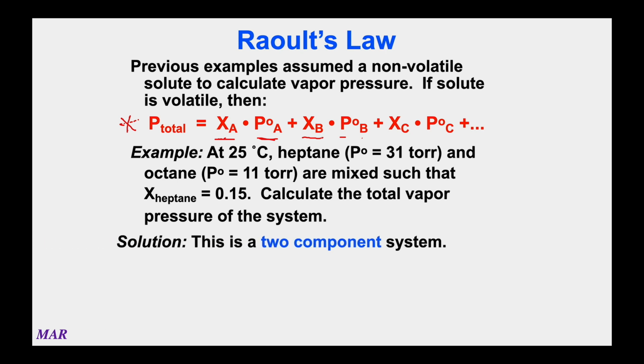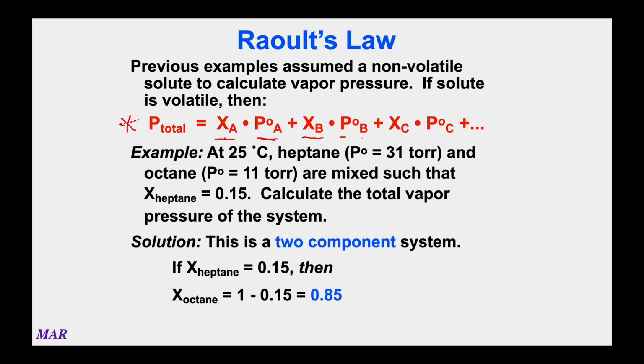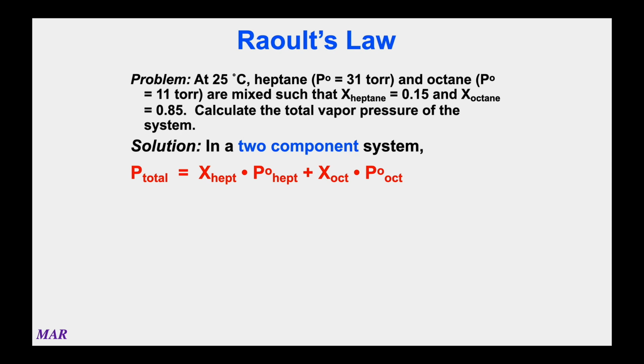In this problem, what you want to do is, first of all, this is a two-component system, and if you add the two components together, the mole fraction is always equal to 1. So if the mole fraction of heptane is 0.15, octane will be 1 minus 0.15, or 0.85, and that's kind of cool. Then we're going to use this expanded, if you will, version of Raoult's law, where we have both heptane and octane components. Mole fraction of heptane times the vapor pressure of pure heptane plus mole fraction of octane times vapor pressure of pure octane. And we'll add all this stuff together.